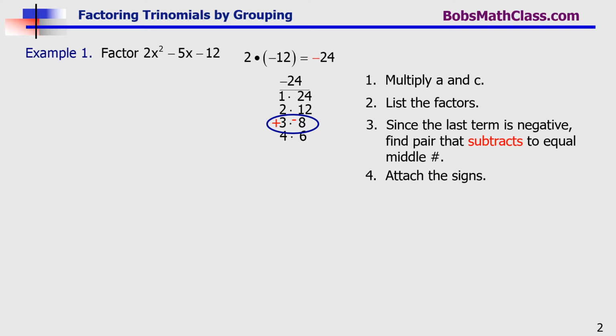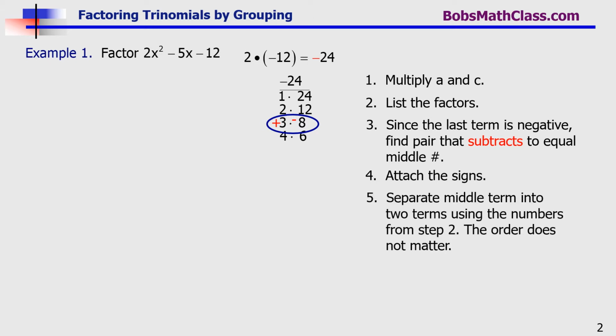Positive 3 and -8 has a sum of -5. So that's the pair we're going to use, and we're going to separate the -5x into two terms. It doesn't matter the order. If you want to put the -8 first, you can, or the 3 first, you can. I'm just going to go in order from smallest to largest.